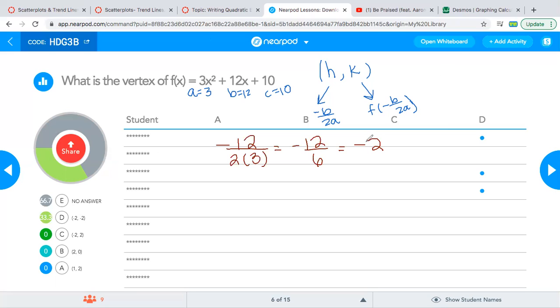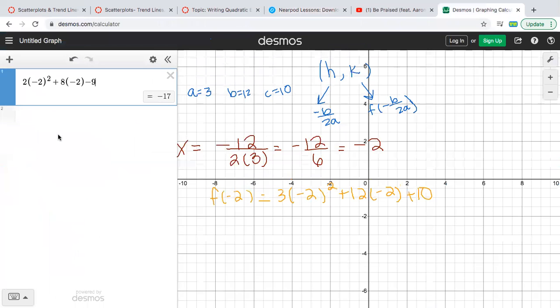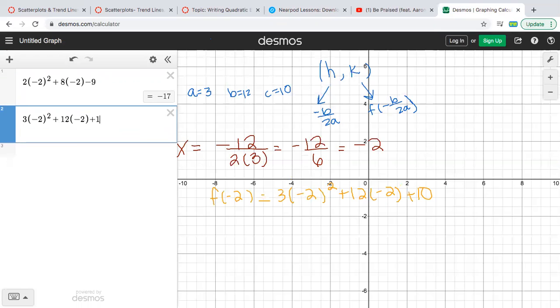So everyone should get a negative 2 as your X value. For your Y value, you're plugging X in. So F of negative 2 would be 3 times negative 2 squared plus 12 times negative 2 plus 10. I have a calculator. I'm going to use my calculator. 3 times negative 2 squared plus 12 times negative 2 plus 10. And my Y value is negative 2.